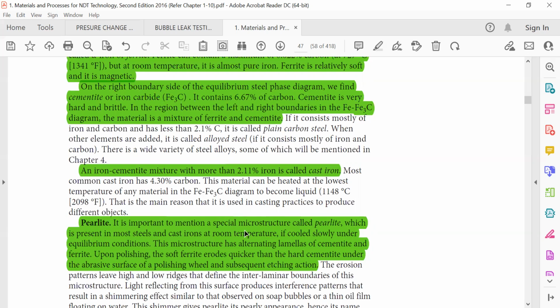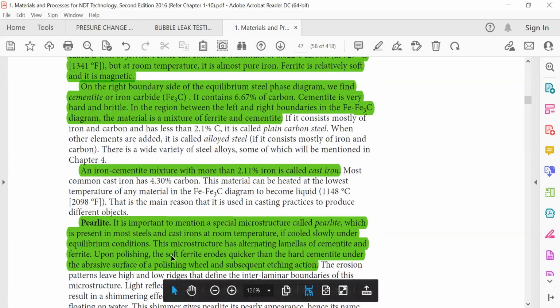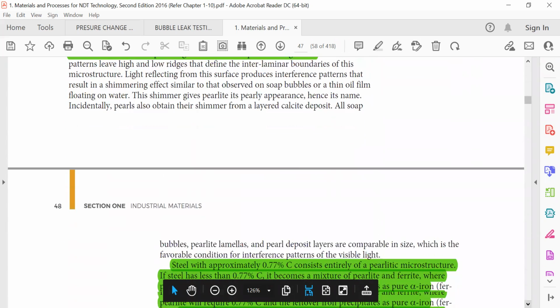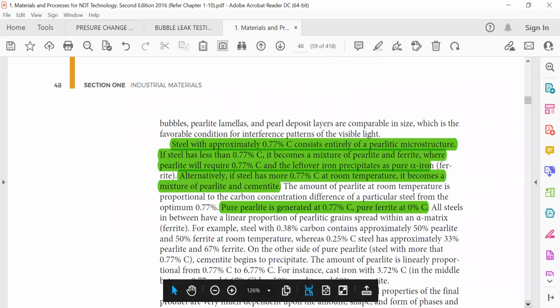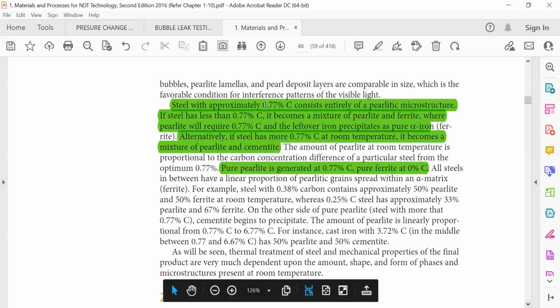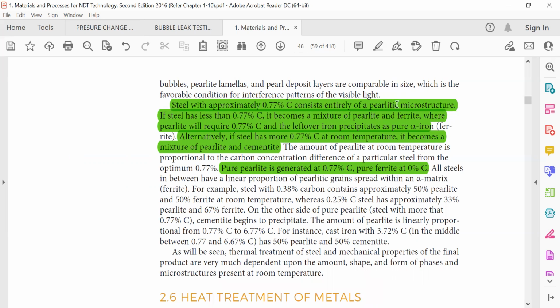It is important to mention a special microstructure called perlite, which is present in most steel and cast iron at room temperature. It forms when cooled slowly under equilibrium conditions. This microstructure has alternating lamellas of cementite and ferrite. Steel with approximately 0.77% carbon has an entirely perlite microstructure.